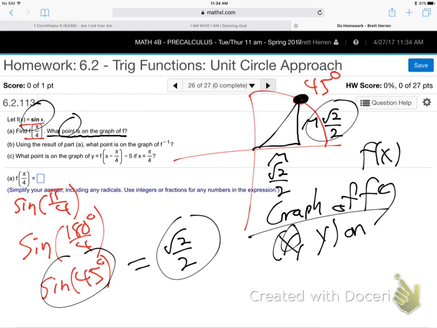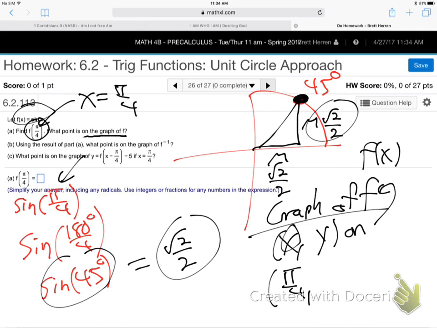What did we plug into the function? Pi over 4. You tracking with me? Am I losing you? Look up here. See, here's the function. And they said, what's f of pi over 4? There's my x right there. X is what you plugged into the function, right?